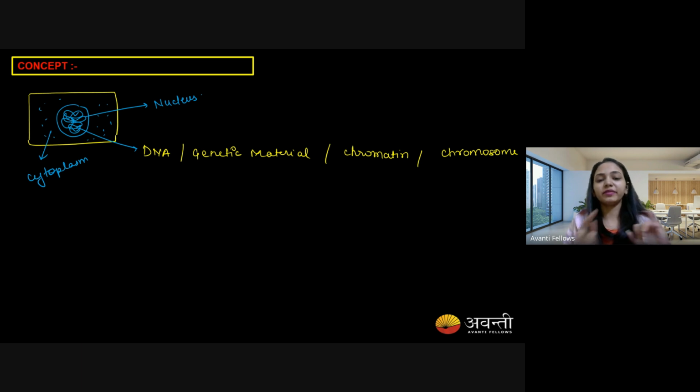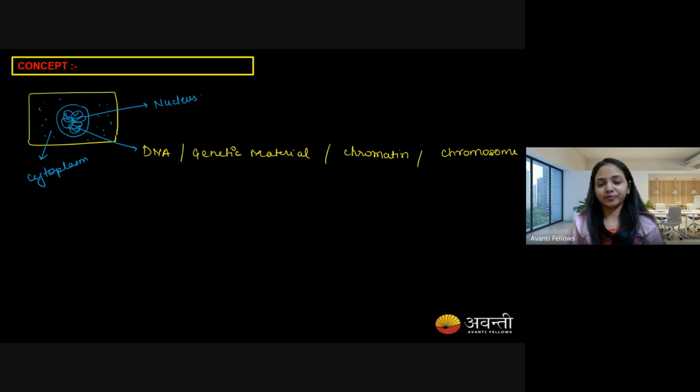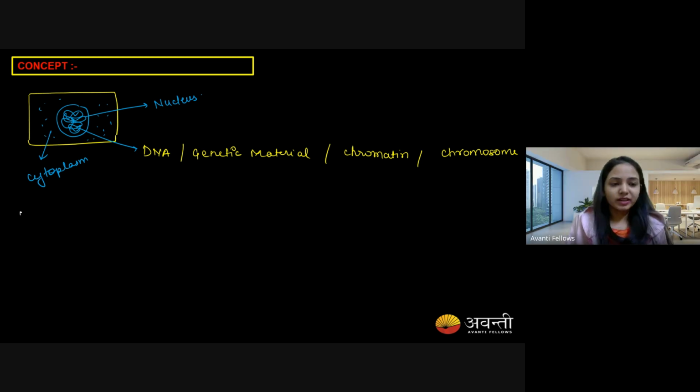What is the difference between DNA, chromatin, and chromosome? We all know DNA is genetic material. Then what are chromatin and chromosome? Chromatin is a form of DNA which is coiled in the form of a thread, and chromosome is also a form of DNA which is given a proper shape, consisting of P arm, Q arm, and centromere. Very well done.